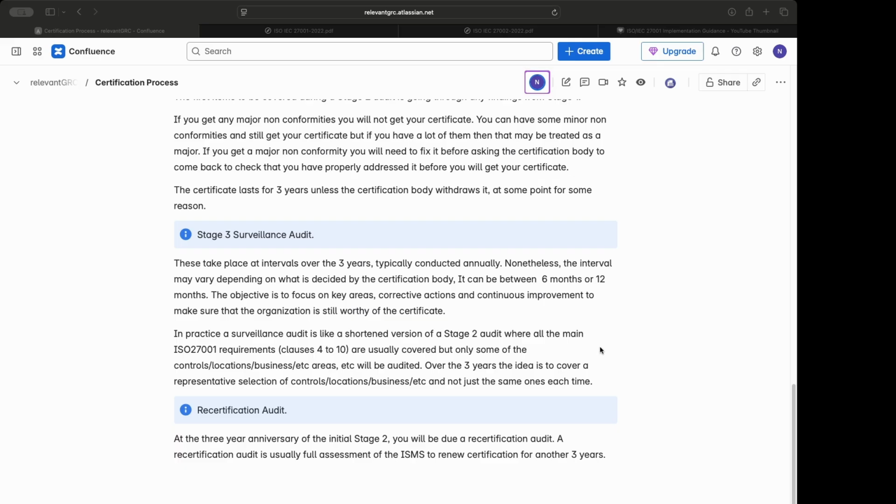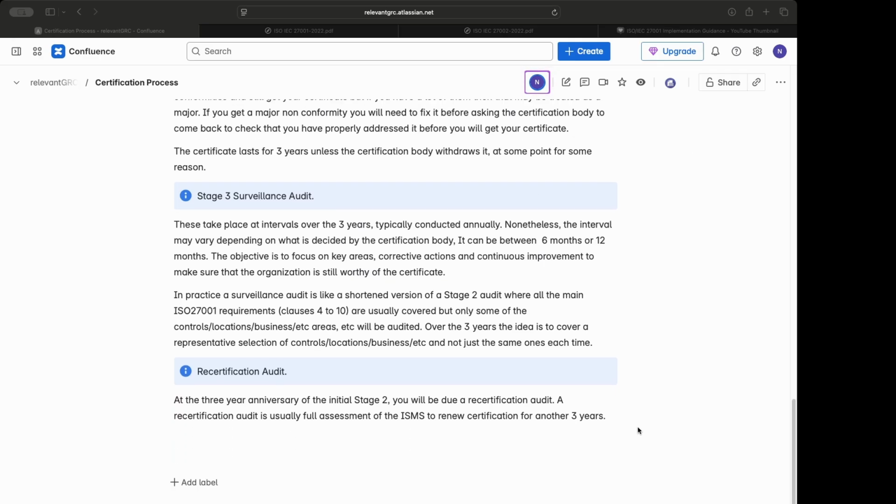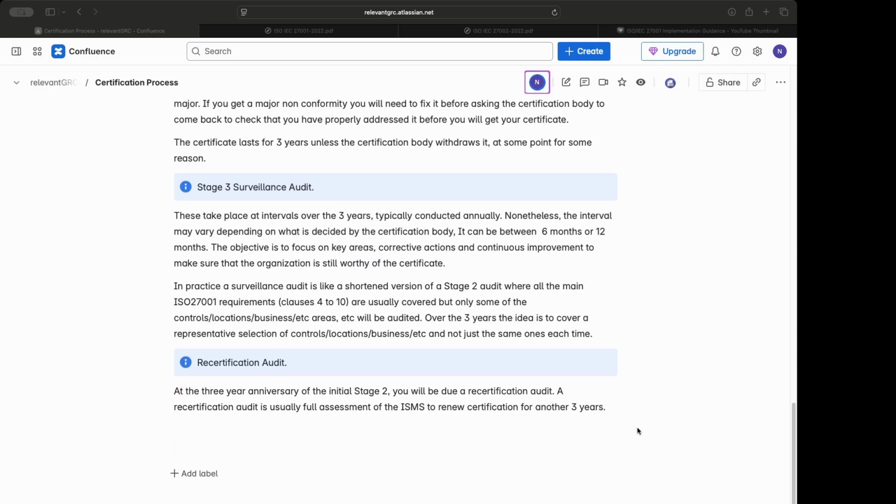So the objective is to focus on key areas, corrective actions, continuous improvement, and to make sure that the organization is still worthy of the certificate that was provided to them in the first place. And that is typically what the stage 3 audit is all about. Then lastly, we have what we call the recertification. Under the recertification audit, your 3-year certificate has now come to an end, and you need to get a full assessment of your ISMS. Once this is done, a new certificate is issued for another 3 years all over again.